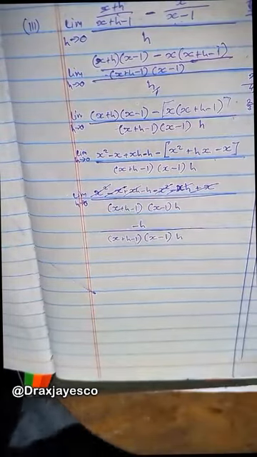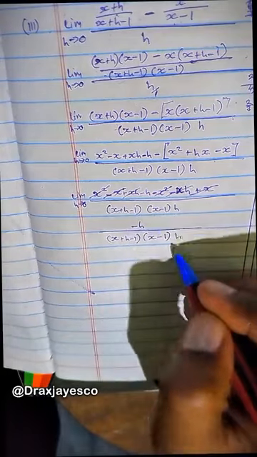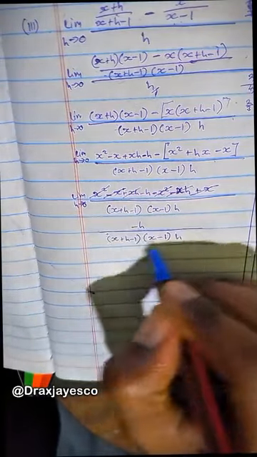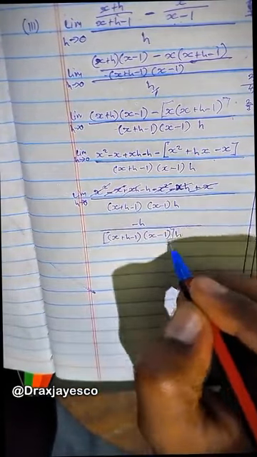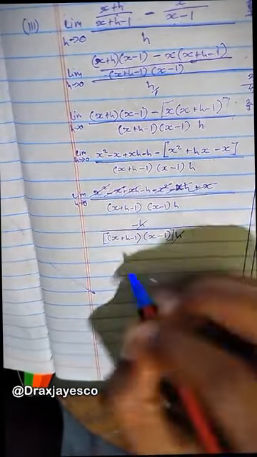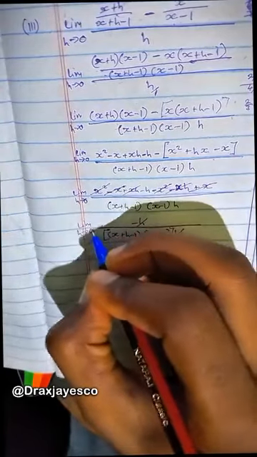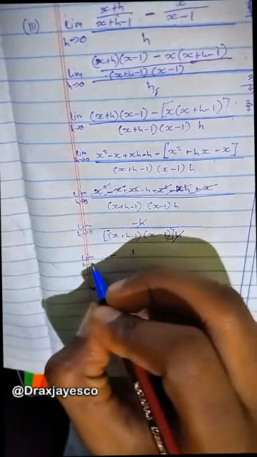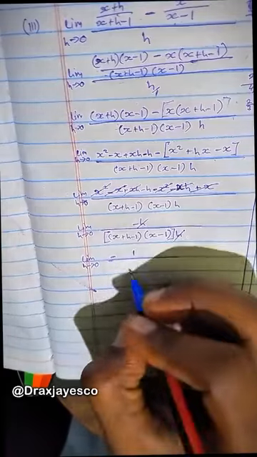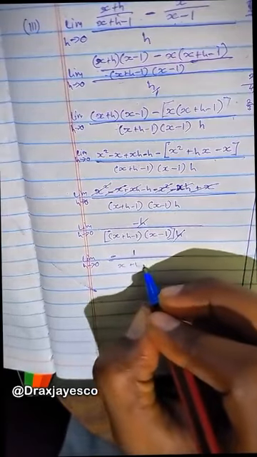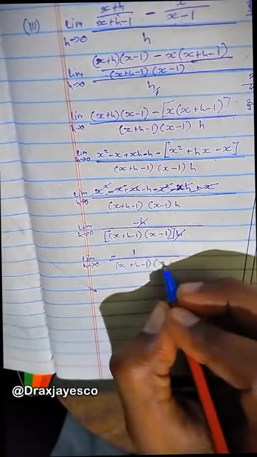So you see, I wasn't stressing much with the denominator because it's not important. So you see, this whole thing is times, so you can simply cancel this h. So that has negative 1. And to get the limit as h approaches 0, we're going to have negative 1 over, that has been cancelled, x plus h minus 1. And then we're going to have x minus 1.